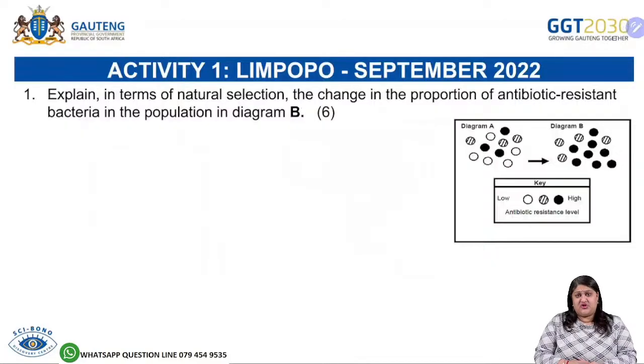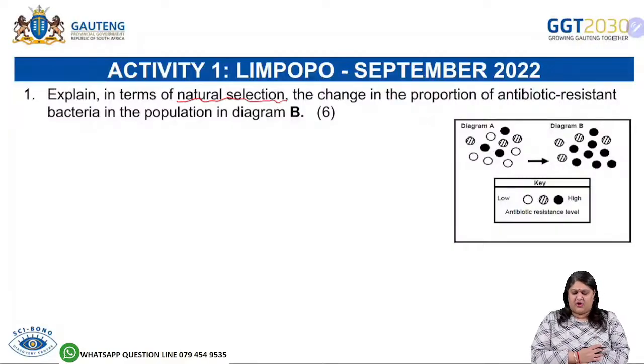So firstly, I want to show you, grade 12, that they won't always tell you to explain in terms of natural selection. When you see this type of question, you are supposed to understand that we are talking about natural selection here. Okay, so in the beginning, as you can see there, what do we have? Let's just count the spots before we carry on so that we can tell ourselves what actually happened in this population. So what I can see here is that we have 1, 2, 3, 4, 5. We have 5 that are having low antibiotic resistance level. We have 3 moderate, and we have 3 high.